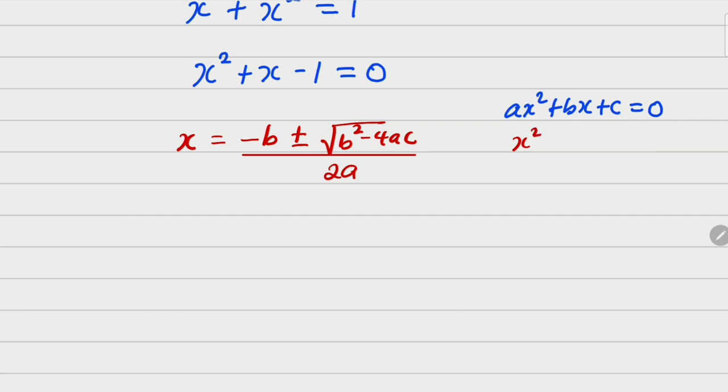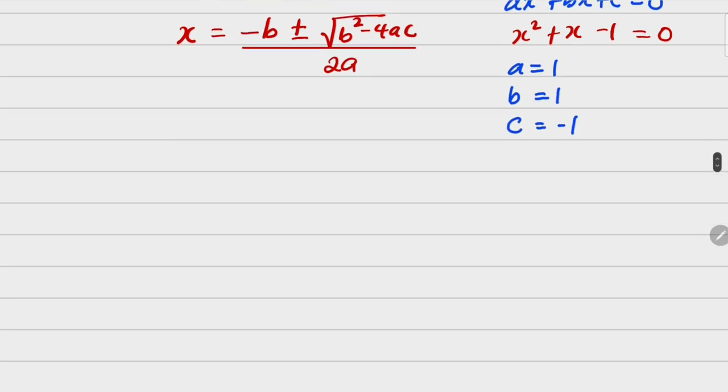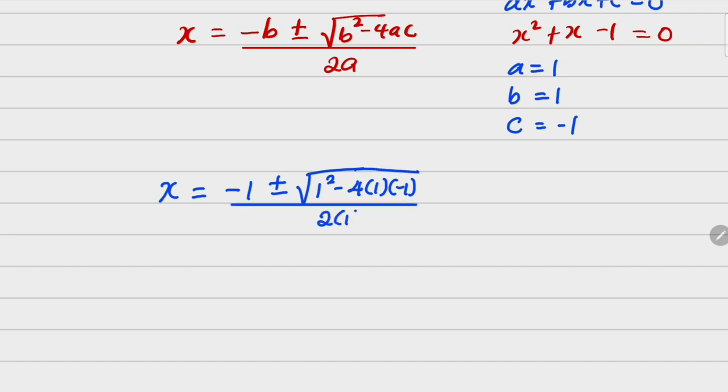I have x squared plus x minus 1 is equal to 0. Now comparing terms, I can see that my a is equal to 1 because the coefficient of x squared is 1. Then my b, of course, is equal to 1, and my c is equal to minus 1. Now putting them back into the equation, I'm going to have x equal to minus 1 plus or minus root of 1 squared minus 4 into 1 into minus 1, all over 2 into 1.